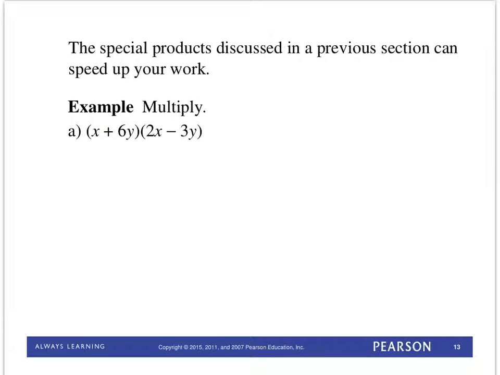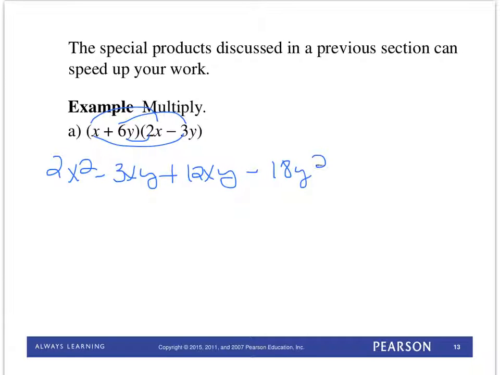Alright, special products that we did in the previous chapter are going to help you speed up your work. So we're going to talk about foiling these. So FOIL, so I get a 2x squared minus a 3xy plus a 12xy minus an 18y squared. I can gather like terms, so I'm going to get a 2x squared plus a 9xy minus 18y squared. And you're finished.